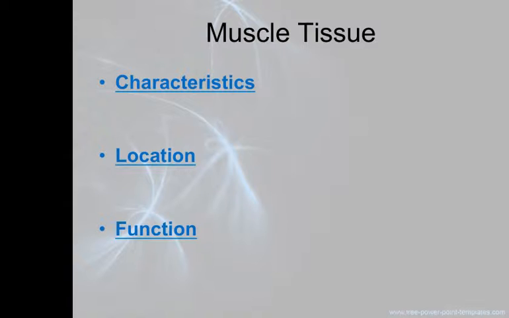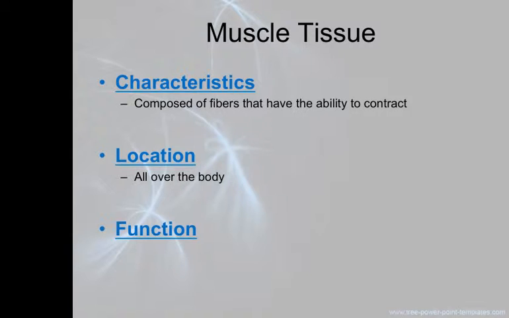Now let's move on to muscle tissue. There are 3 types of muscle tissue, and all have fibers with the ability to contract. The functions of muscle are movement, posture, and to produce heat. As you know, muscle tissue is found throughout your body.